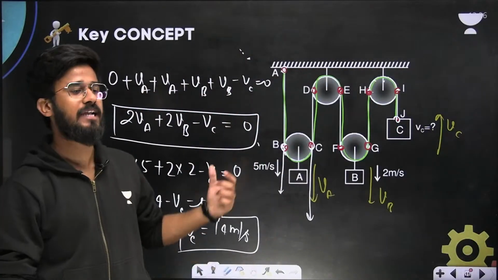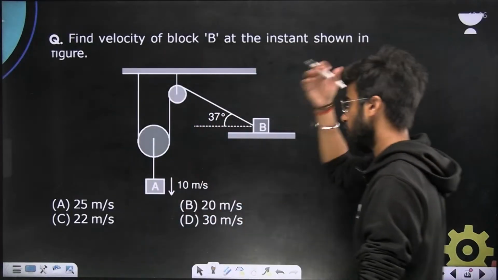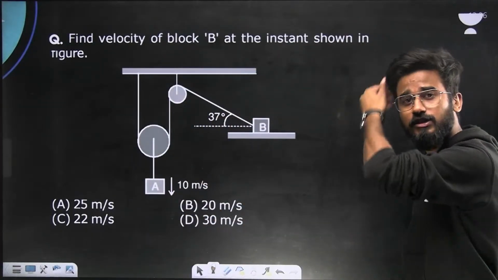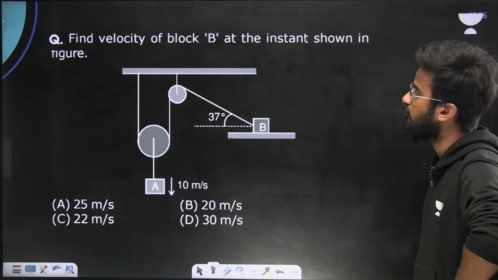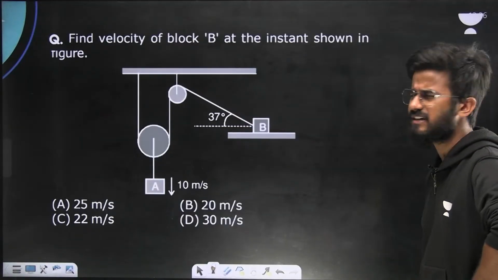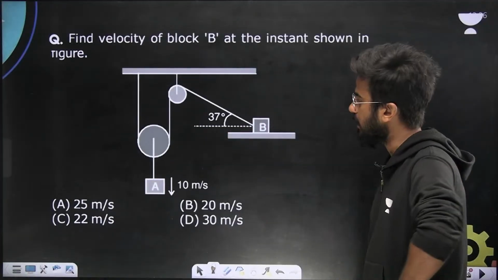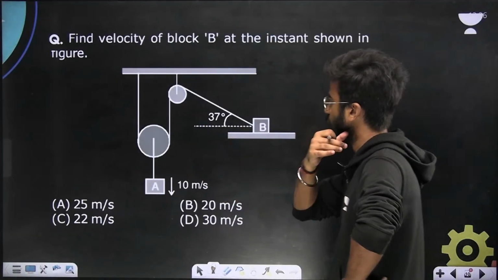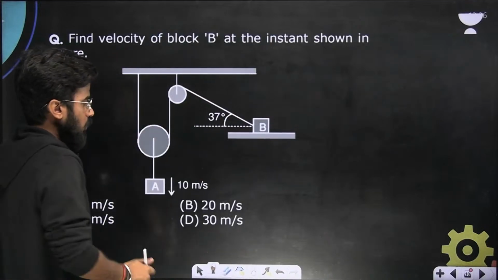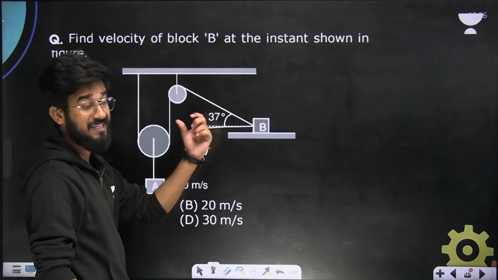So now we'll be dealing with the previous problem which we left. Now what is the question saying? The question is saying find the velocity of block B. What is block B? This is block B. At any instant shown in the figure, at this instant, when the angle is 37 degrees, we have to calculate the velocity of this block B. Now suppose block B is moving with velocity V in this direction.